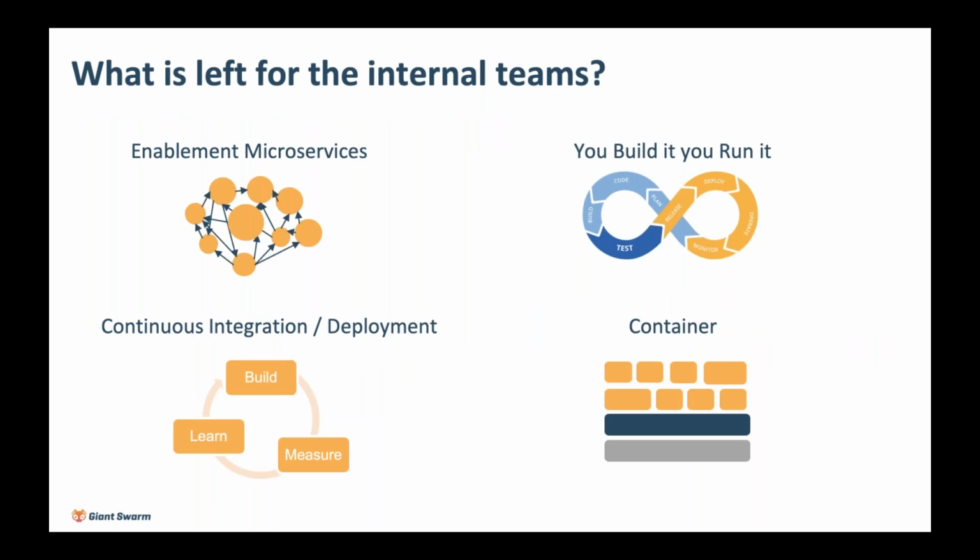It leaves me with the question, what is left for the internal teams if you go to a fully managed platform? That is that you need to enable your teams to move to microservices, automate the continuous integration and deployment cycle, and make sure that it becomes more and more efficient. Also enable your teams to go full DevOps and then provision the different containers or clusters for your teams so they can use the infrastructure as quickly as possible.